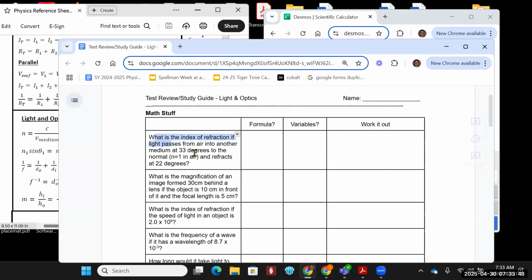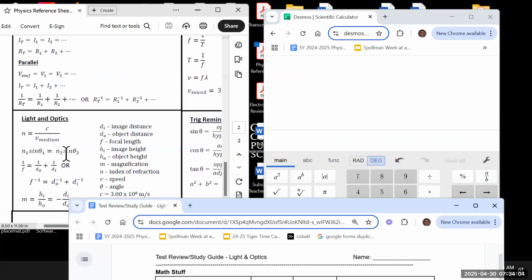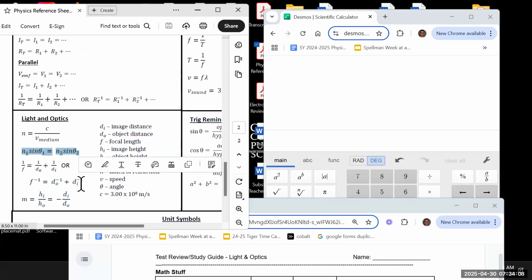So we got this one says, what's the index of refraction if light passes from air into another medium at 33 degrees to the normal and refracts at 22 degrees? All right, so the first step is figuring out what's our formula and then thinking about our variables and then working it out. So if we go to our formula sheet, again, this is a light and optics problem. This is talking about angles, so we're going to need to use this formula that we have right here.